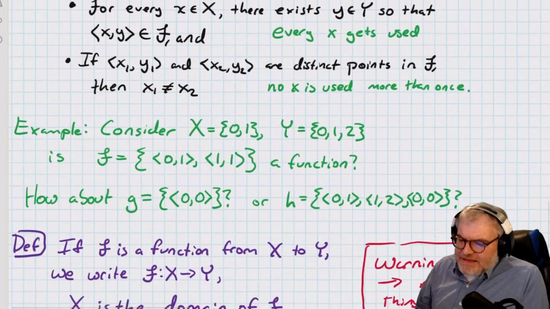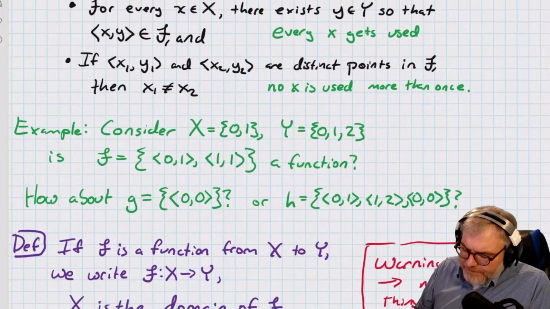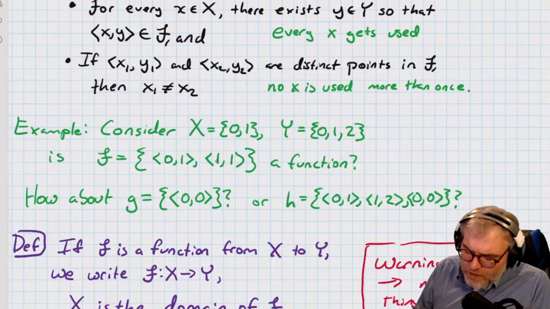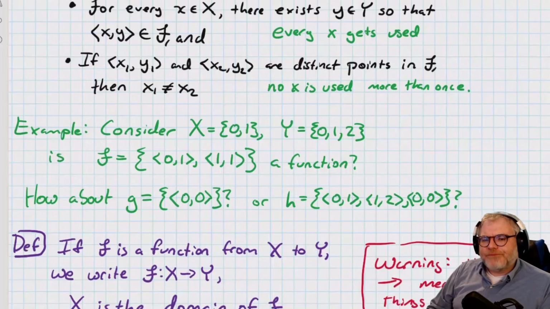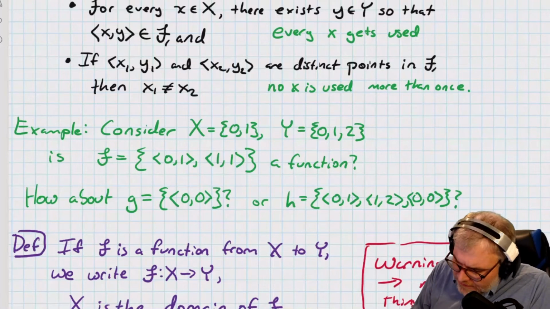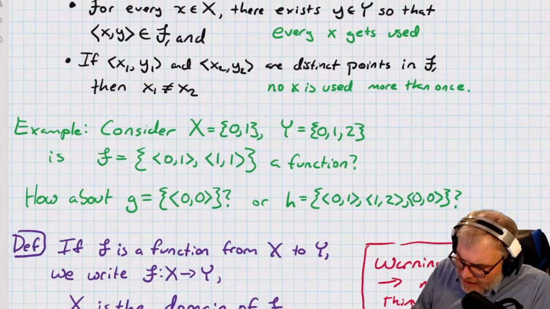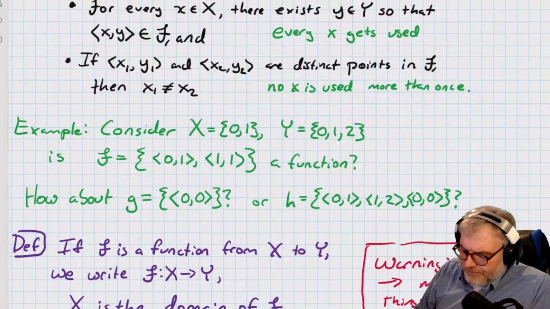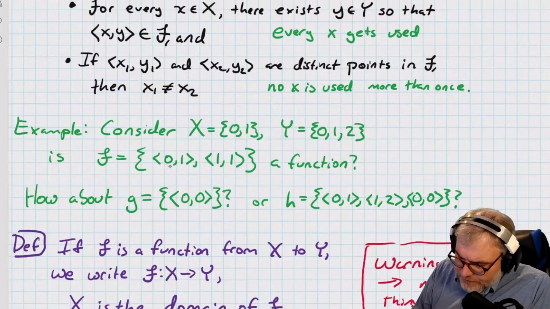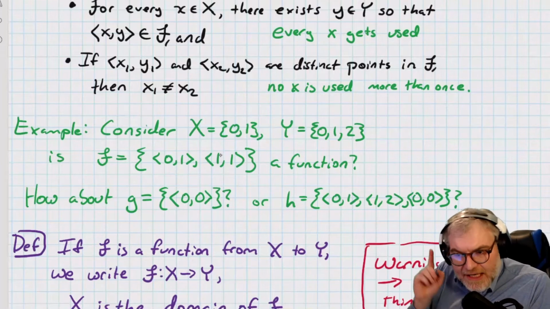All right? Let's let our big X be {0, 1} and our big Y be {0, 1, 2}. Now, is F, the set of ordered pairs (0, 1) and (1, 1), a function? Answer is yes. Why? I used every X, right? I used 0 and I used 1. I didn't use any X more than once. That's the first condition. That's the second one. I've got them both, but I don't have any repeats.